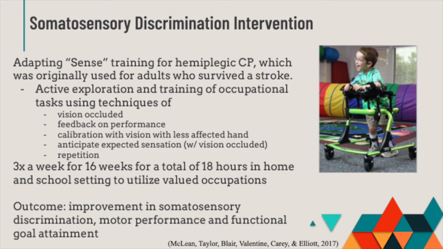They decided to use a program that already existed for a different type of impairment. Sense training was originally used for adults who survived stroke. This training involves exploration and training of occupational tasks using techniques where vision is occluded and activities are performed with either just the less affected hand or bilaterally. The outcome of this training was improvements in somatosensory discrimination, motor performance, and functional goals being attained.